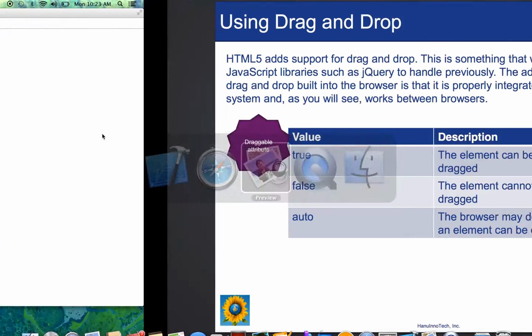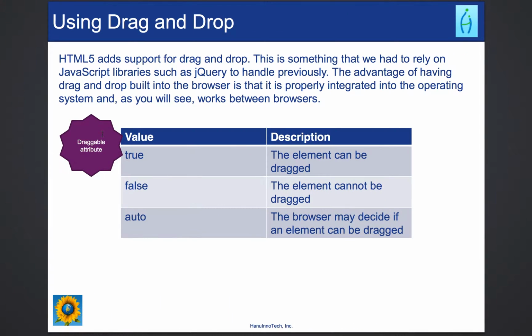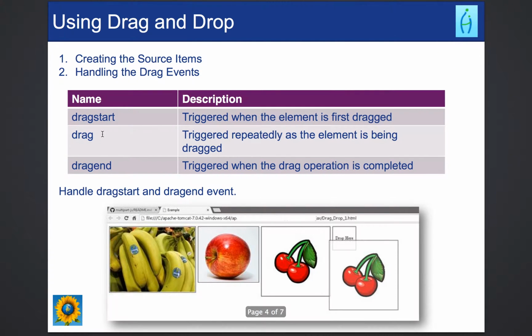So going back, the draggable attribute has three properties. True, the element can be dragged. False, it cannot be dragged. And auto, the browser will decide. The second is handling the life cycle of the draggable entities. Again, three major life cycle events: drag start, drag, and drag end. Drag start is triggered when you actually select the entity to drag. Drag is triggered repeatedly as you hold the entity with your mouse and move it. And drag end is triggered when the drag operation is completed. This is at the drag source side of it.